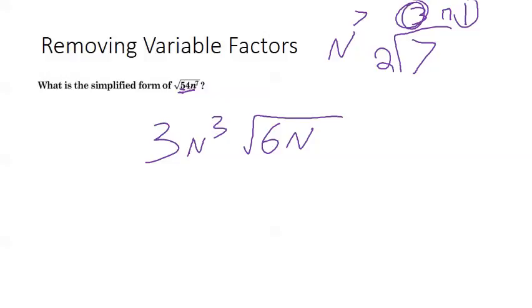A good way to think about it is this. If you have an odd number inside the square root, you're going to have 1 left over. So if it was a 6, you'd move it out over here and you wouldn't have any n's left inside there.